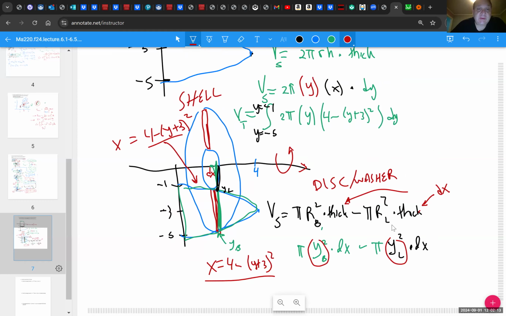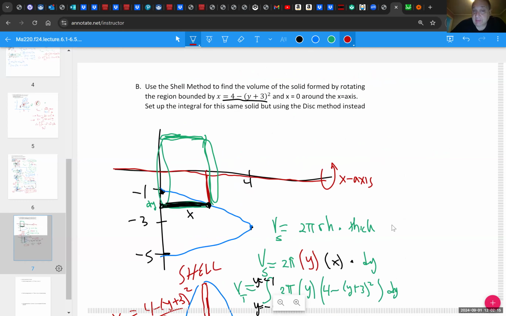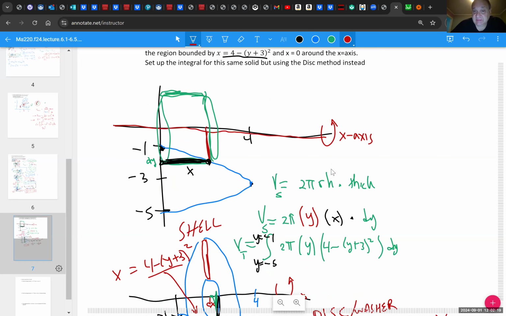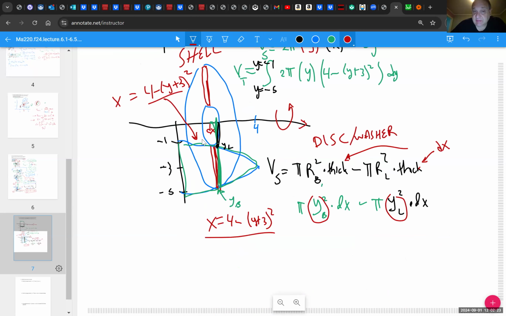So anyway, I just wanted to show you an example where I believe it can be argued quite convincingly that the shell method is easier for this problem than the disk method because it goes between two things. We have to worry about like a plus branch and a minus branch, so you have to break this up into like a piecewise kind of thing and find two different washer methods. It's just a lot of work.